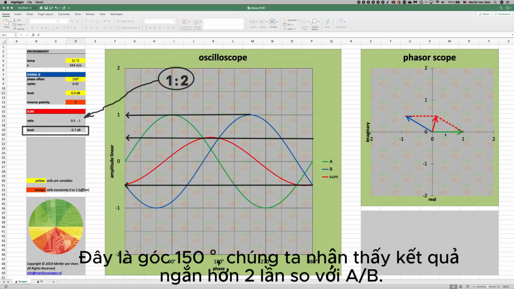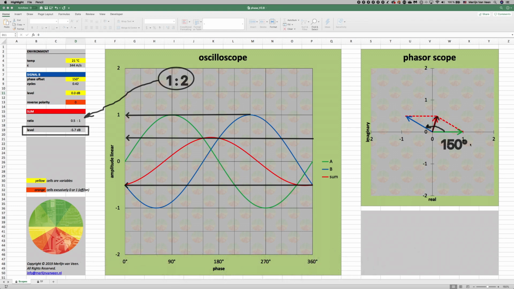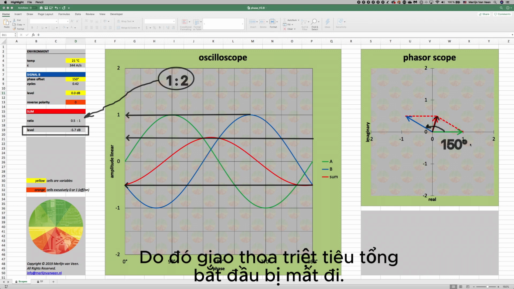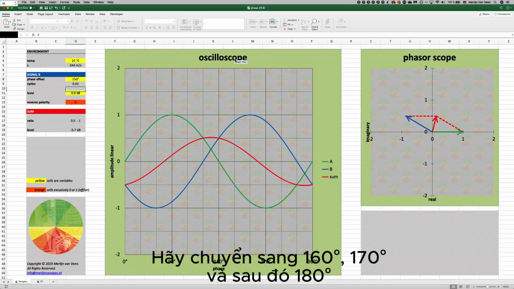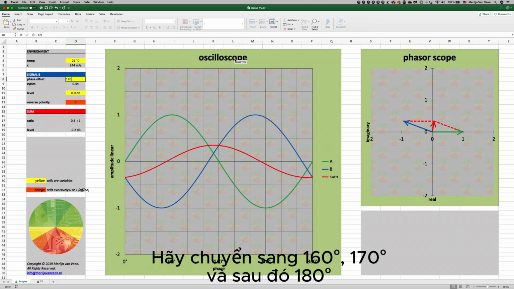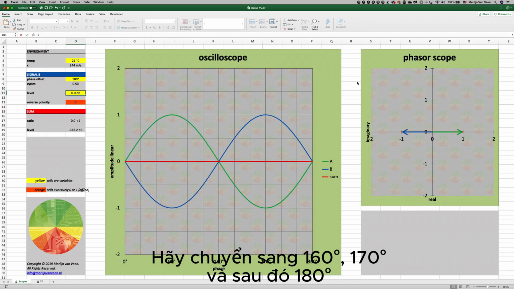You can also see it on the phasor scope. On the phasor scope, this is the 150 degree angle. There we have the 150 degree angle, and notice that the resultant is 2 times shorter than either A or B alone. So now we are starting to lose summation, destructive interference. Okay, so let's continue. Let's go to 160 degrees. Let's go to 170 degrees, and then we're about to arrive at our next milestone, which is 180 degrees.